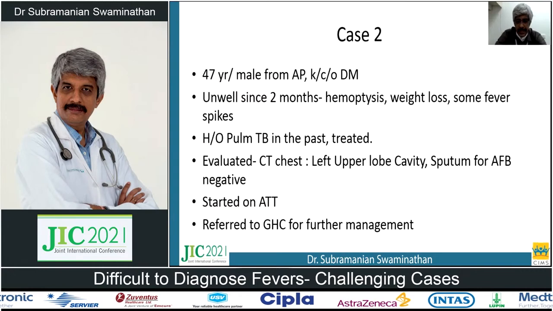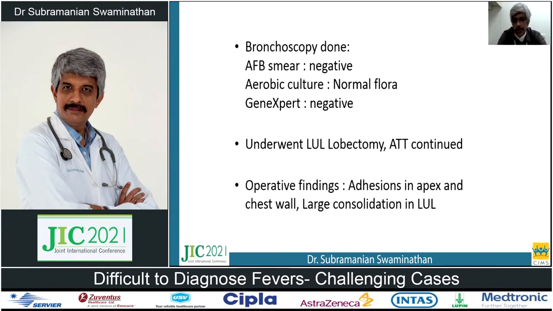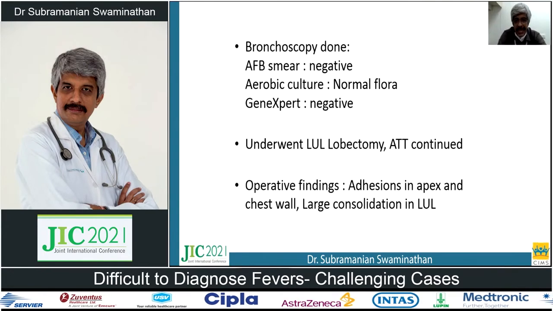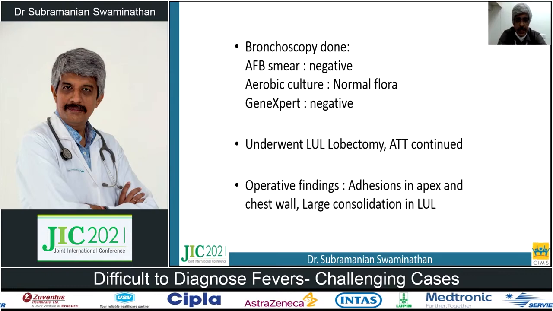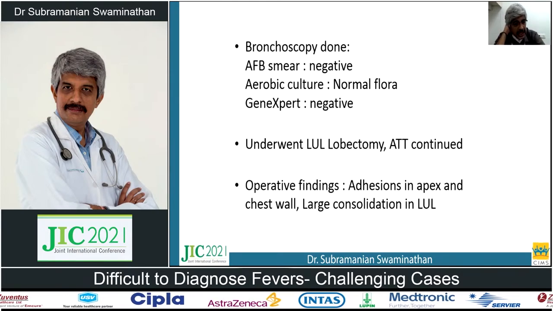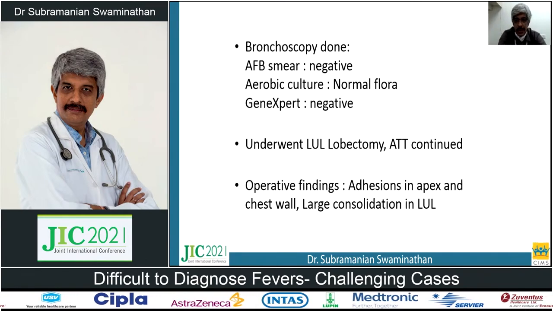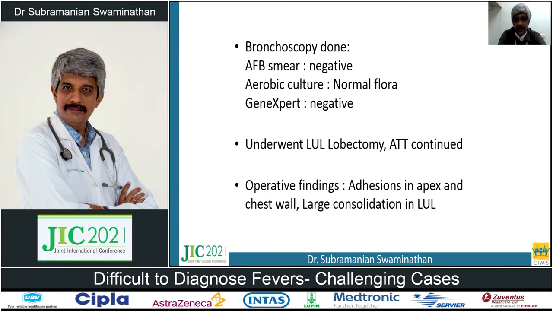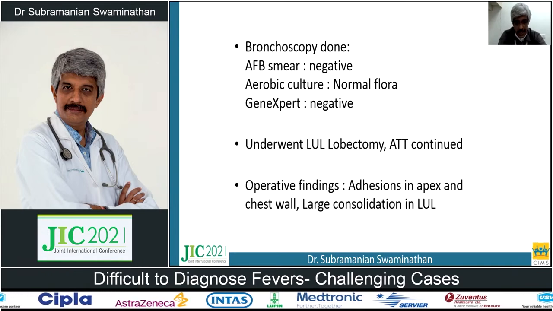So at this point, he decided to come to our hospital to figure out what's happening. So bronchoscopy was also performed. The AFB smear was negative. Aerobic culture just showed normal flora. The GeneXpert was negative. So because his upper lobe was looking pretty rotten, the surgical team was consulted. They came and had a look and they said the upper lobe is non-salvageable. And so he underwent a left upper lobe lobectomy and the antituberculous therapy was continued.